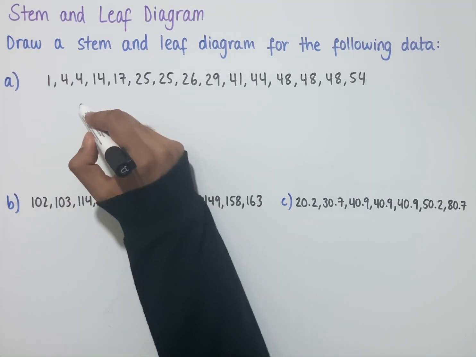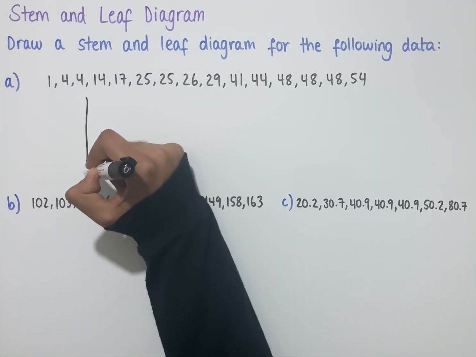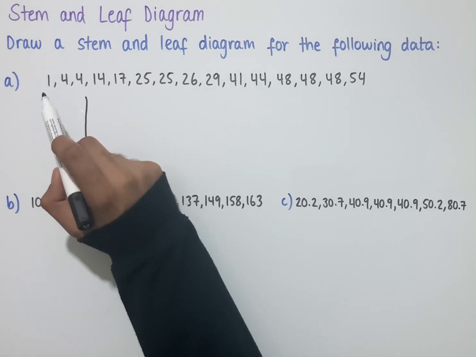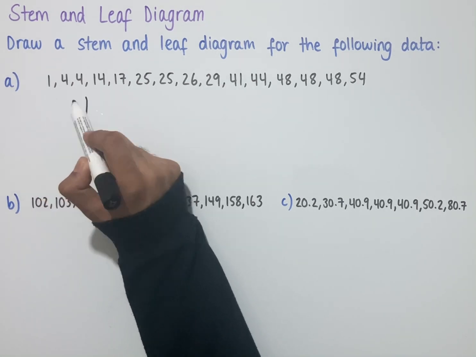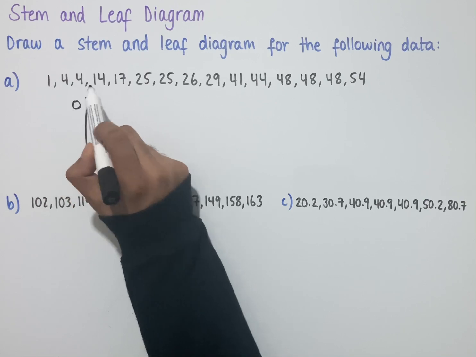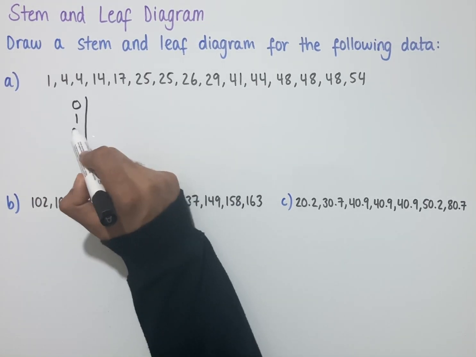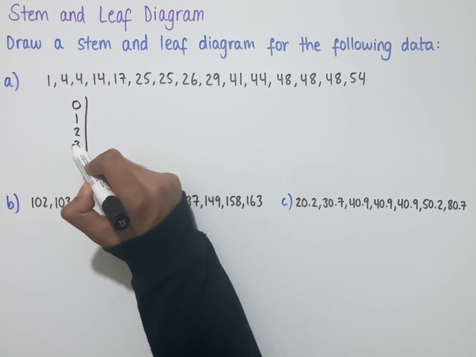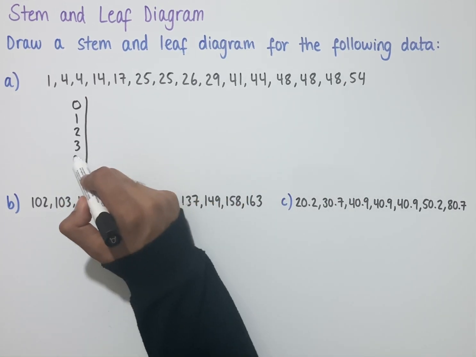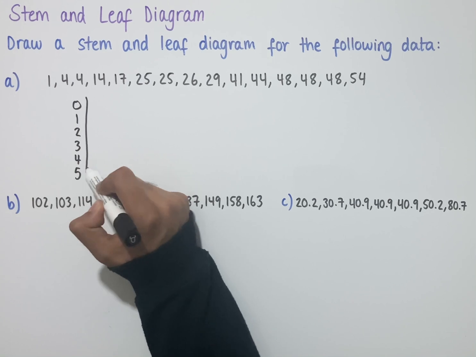So we draw a line going down to represent our stem, and now we have the numbers for the tens. The first ten would be 0, since we have single digit numbers. The next ten would be 1, the next 2, 3, and we would go all the way up to the largest number that we have, which has 5 tens.